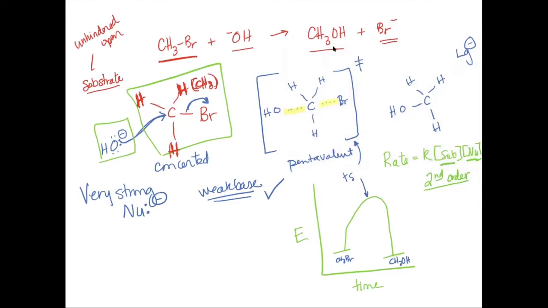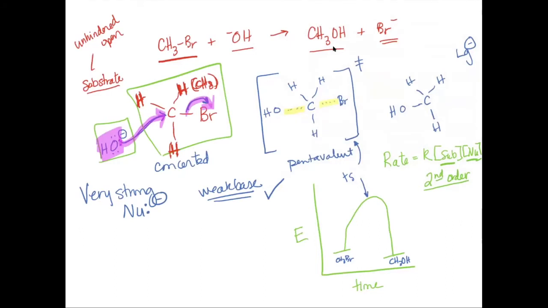So our nucleophile right here, our strong nucleophile, does backside attack as it attacks that carbon, and then the bromine leaves out the front. And so we end up having this nucleophile approaching from one side of the molecule and the leaving group leaving from the other side of the molecule. And that's called backside attack.